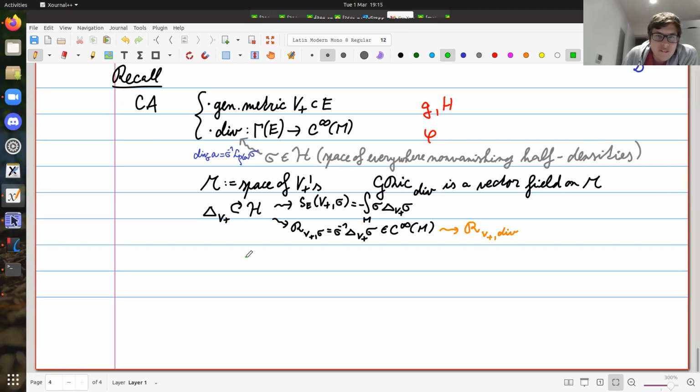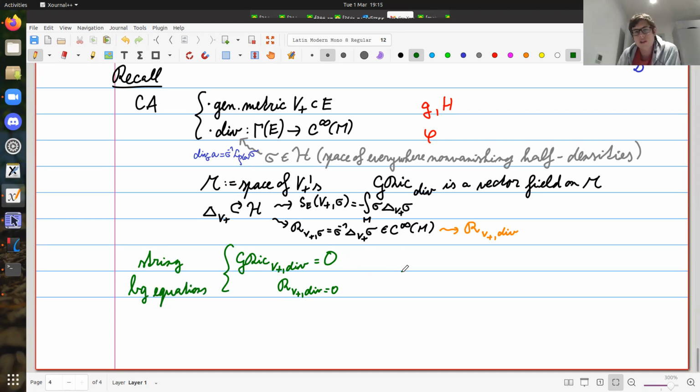So then, having these objects, now you can say that the generalized Ricci tensor for V plus and div is zero, and this scalar curvature is zero. You can call these things string background equations.